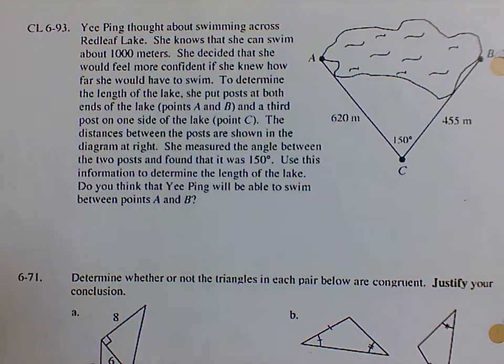Question 93. Yi Ping thought about swimming across Red Leaf Lake. She knows that she can swim about 1,000 meters. She decided that she would feel more confident if she knew how far she would have to swim.